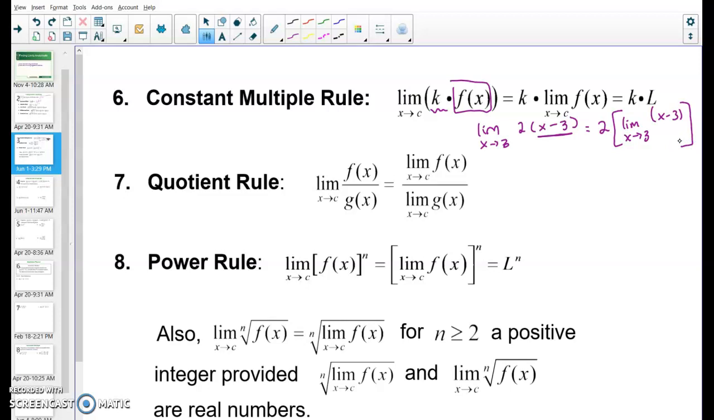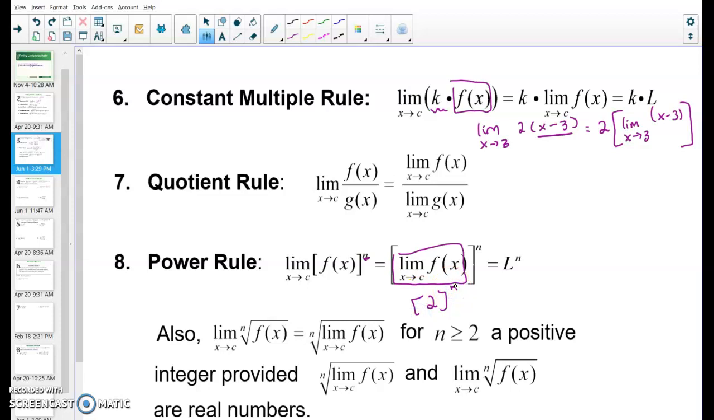Okay, we have our quotient rule, which if we're dividing or you have a fraction, again, we can split that up, take the limit of the numerator, the limit of the denominator, and then whatever answer you get, you can go ahead and divide it. Okay, power rule, if you have an exponent, you can first take the limit of your function. Let's say you get an answer of 2. Then you can raise that to whatever number you have in your exponent.